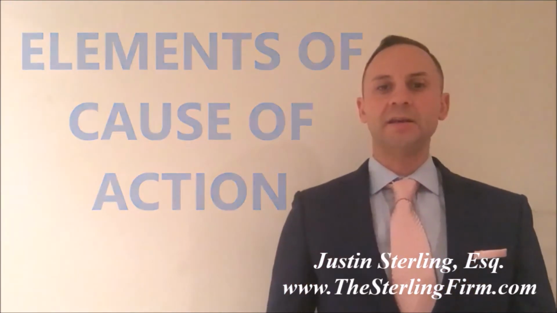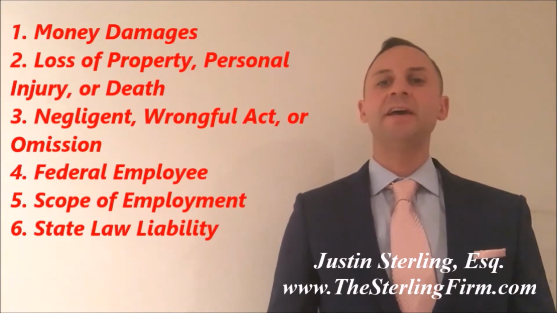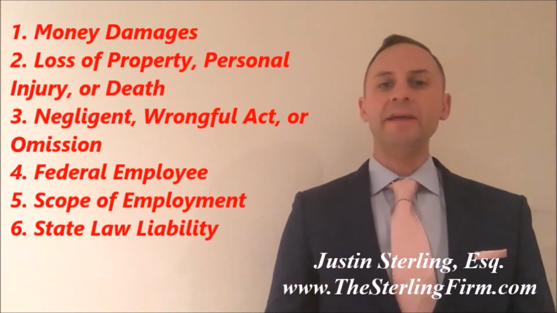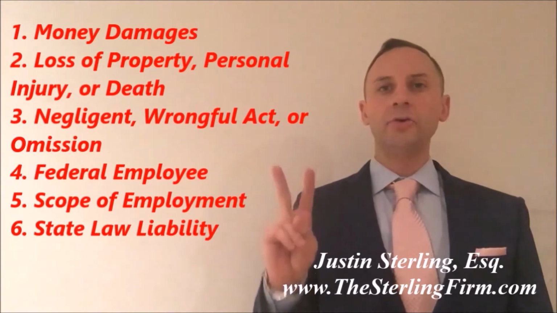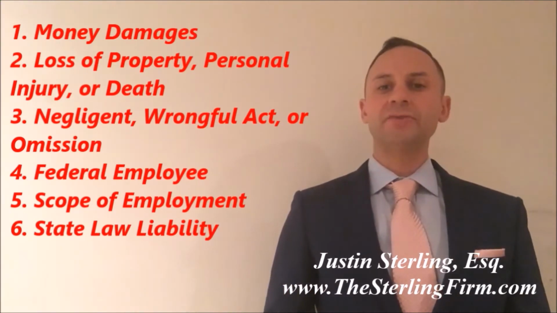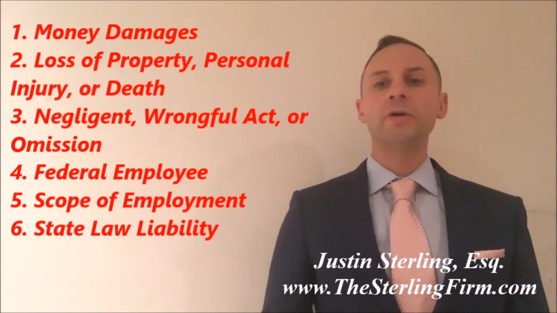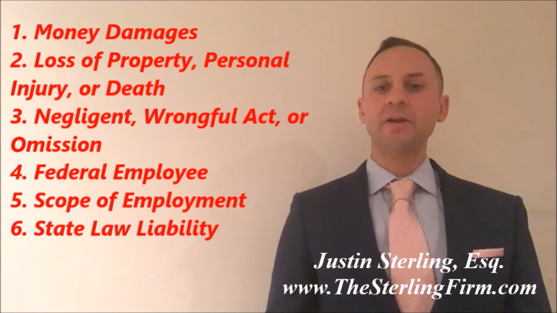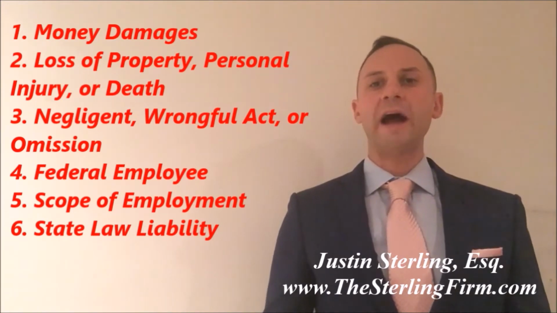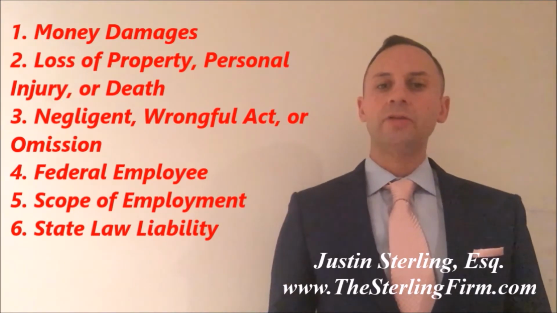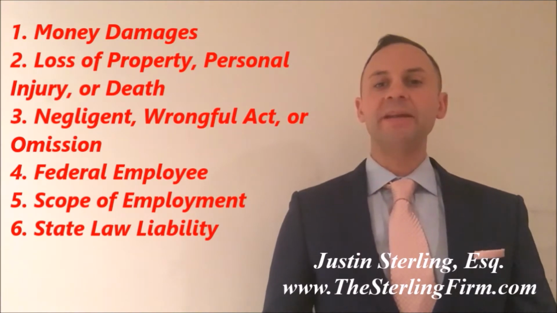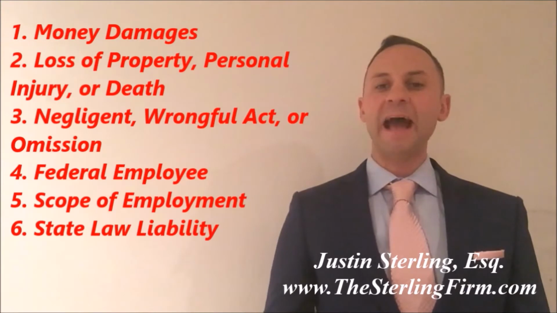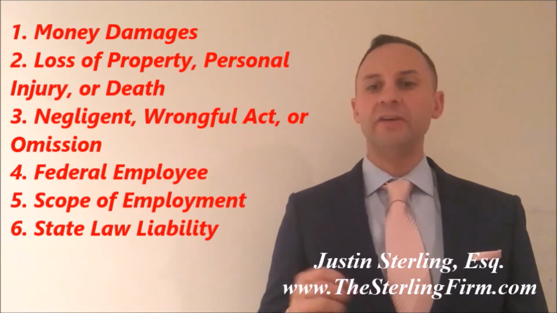The elements of a cause of action. There are 6 conditions that must be satisfied in order to impose liability on the United States. 1, the claim must be for money damages. 2, the damage claim must be for injury or loss of property or for personal injury or death.